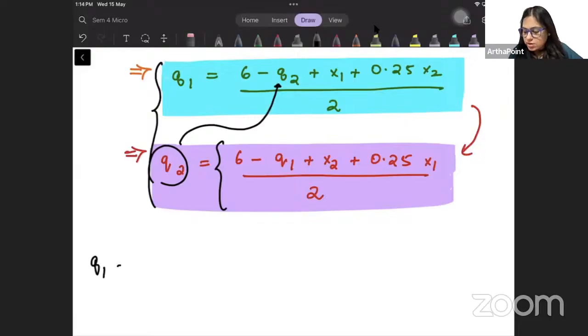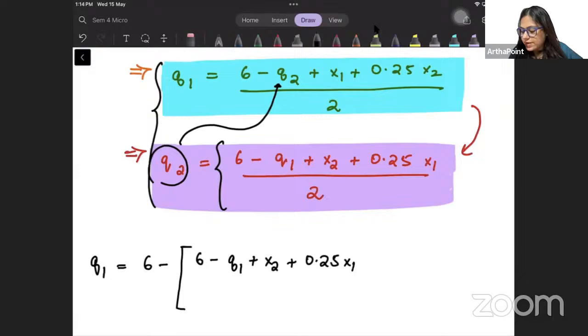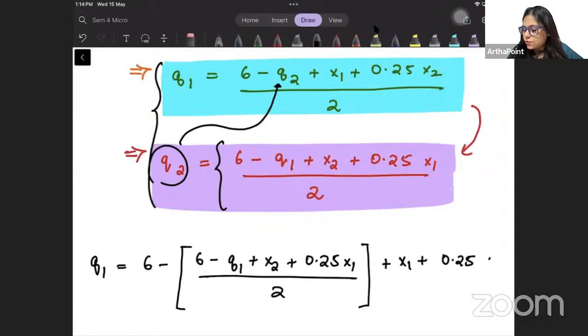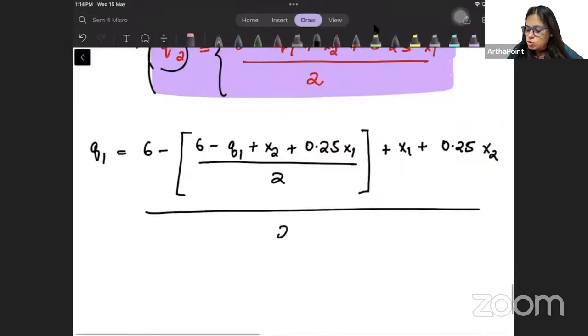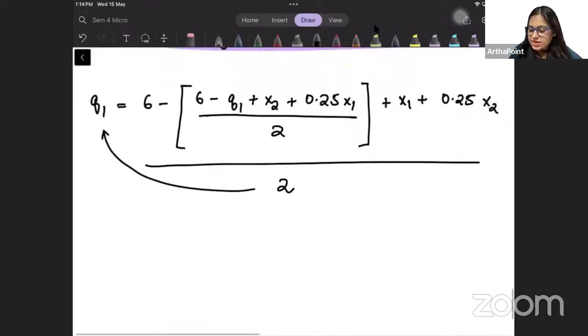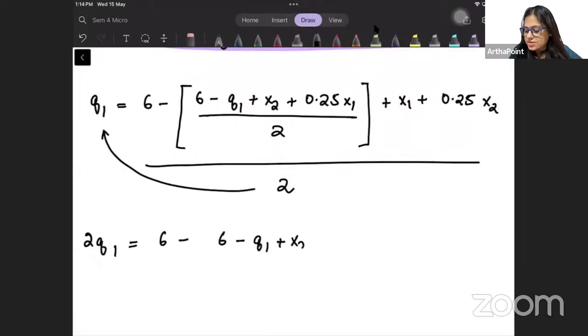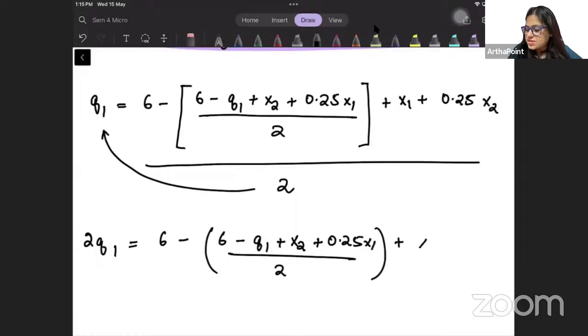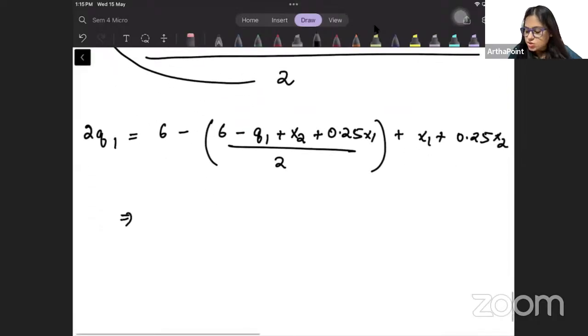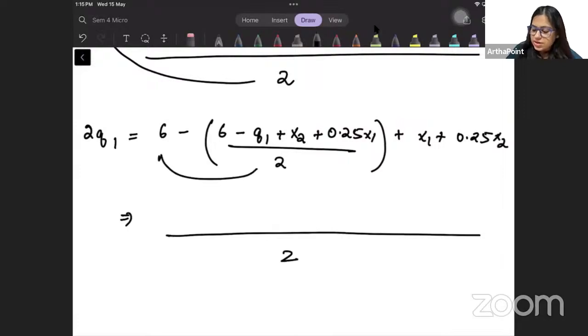So I will get q1 is equal to 6 minus, instead of q2 I will write 6 minus q1 plus x2 plus 0.25 x1 by 2 plus x1 plus 0.25 x2 by 2. This 2 can go on the other side. I will get 2q1 is equal to 6 minus q1 plus x2 plus 0.25 x1 by 2 plus x1 plus 0.25 x2. I can just solve this. So I will just take 2 common beta. So this will get here and here.